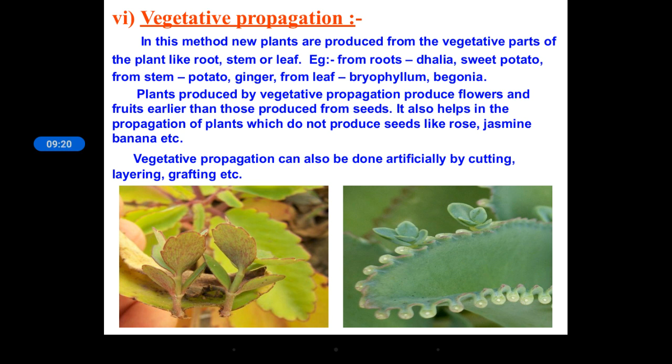So this is all about the different types of asexual reproduction. Today we discussed fission, budding, regeneration, fragmentation, spore formation and vegetative propagation. I hope these topics are clear to you. Next we need to discuss sexual reproduction, which will be covered in the next video.